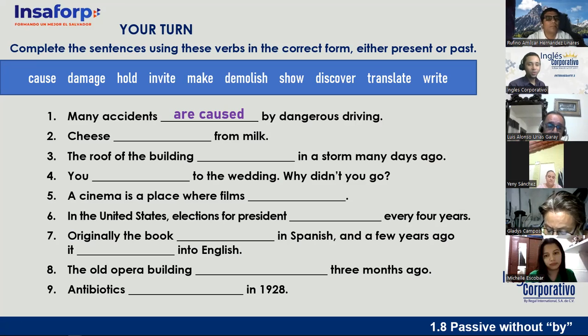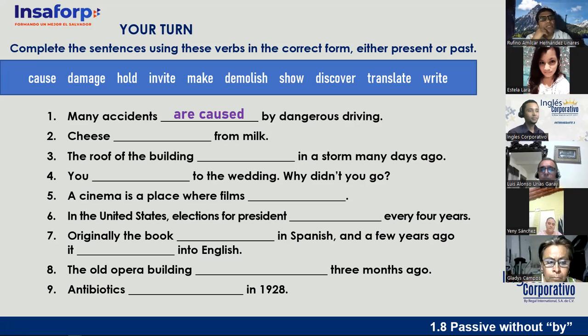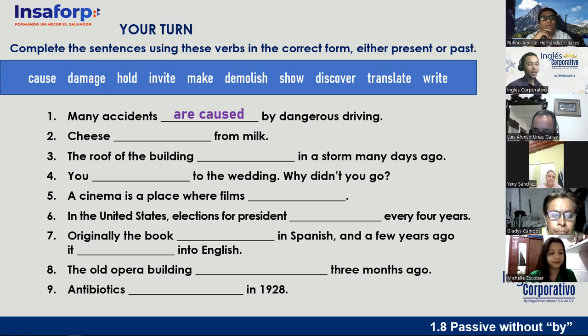Rufino Amilcar wants to participate. What about number two? Cheese is made from milk. Cheese is made from milk. Very good. Okay, yeah, that's the answer.